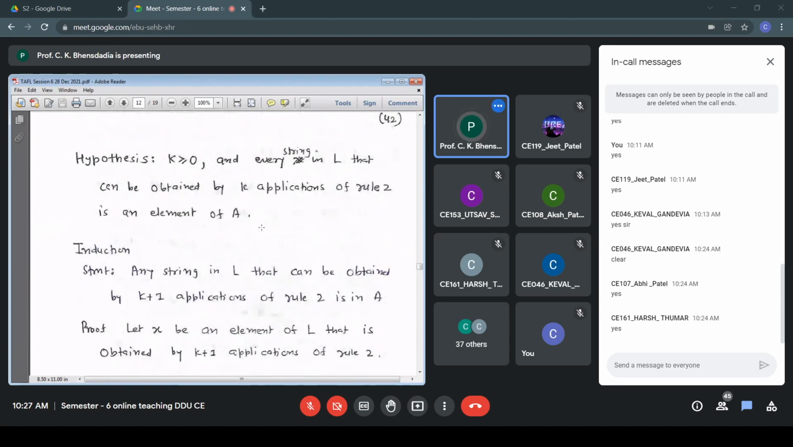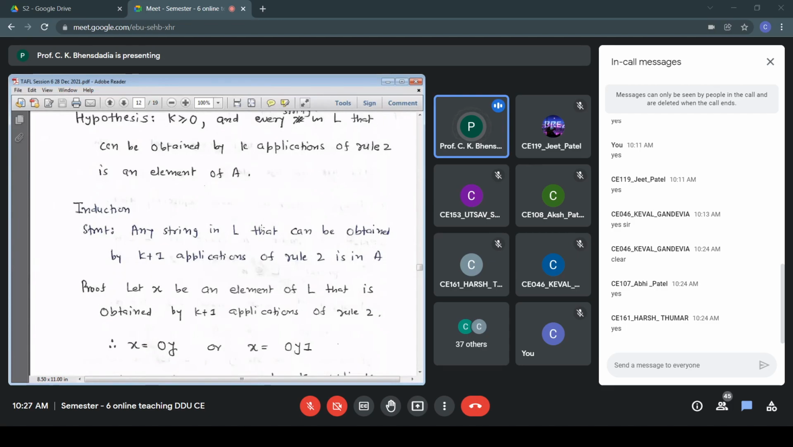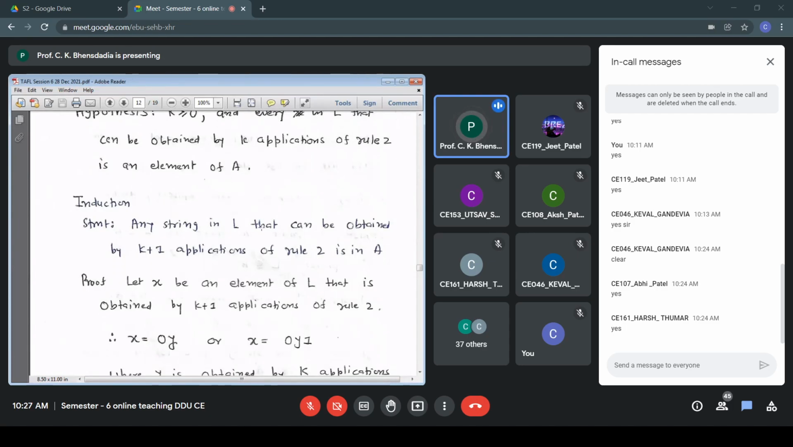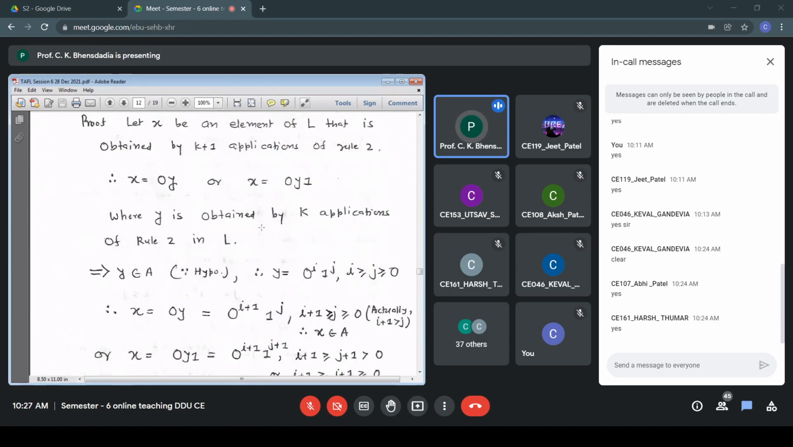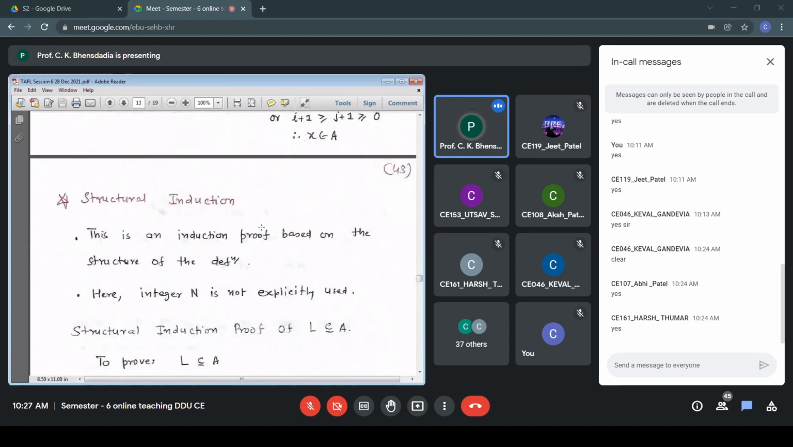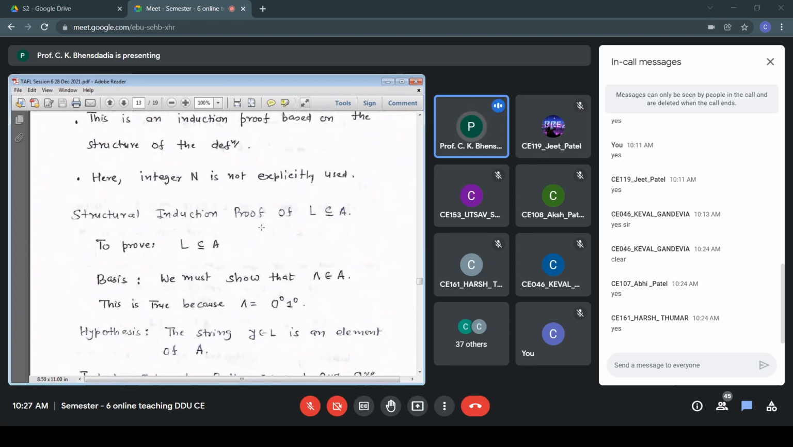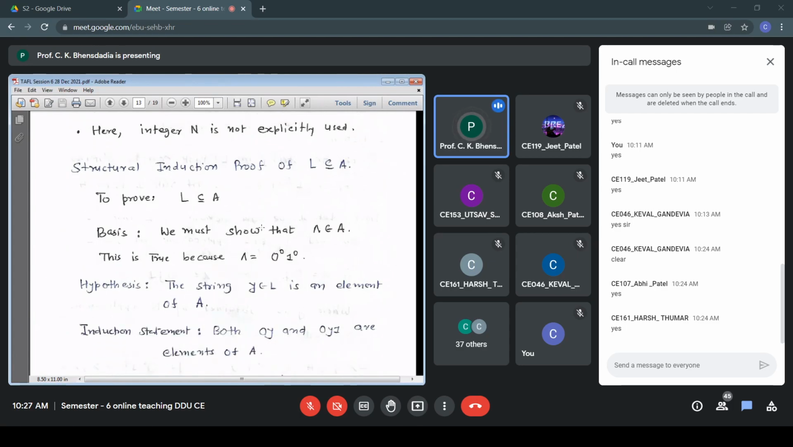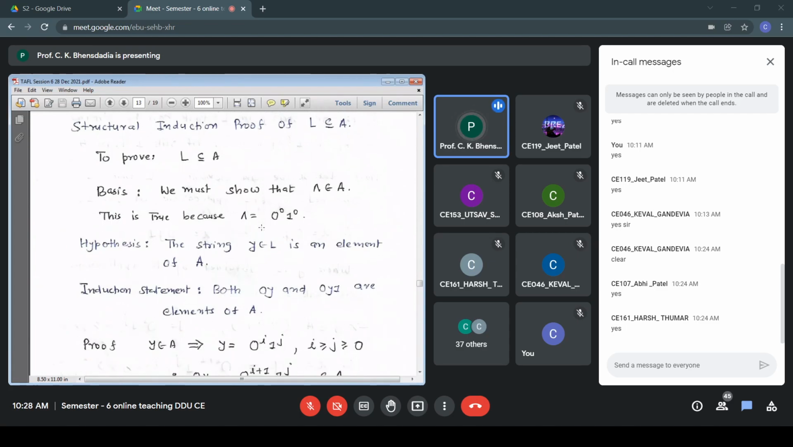X is obtained by k plus 1 applications of rule 2. X is 0y or 0y1, where y is obtained by k applications of rule 2. So here we don't specify those values. We say in the hypothesis the string y belongs to L is an element of A. And in the induction statement, from y what do we get? 0y or 0y1. That becomes our induction statement. Both 0y and 0y1 are elements of A. Proof remains same.